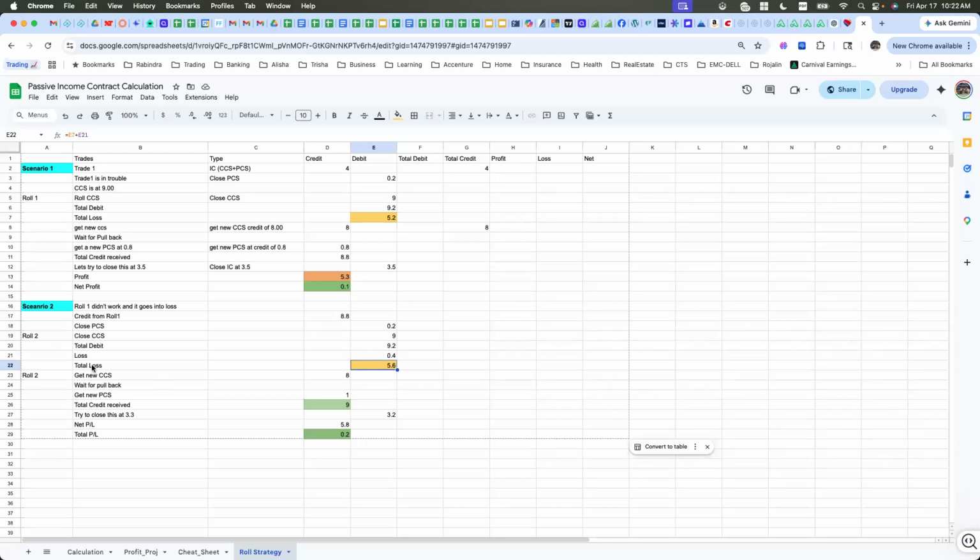Now you are getting the new CCS still at 8, with the roll up. So we'll work on that. When you say for a $10 spread, we are getting a credit of 8. Is that right? Yes, that's right. You are still in the 10 wide. We're not changing the width. Wait for a pullback. If you get a PCS again, suppose $1, so that becomes 9.